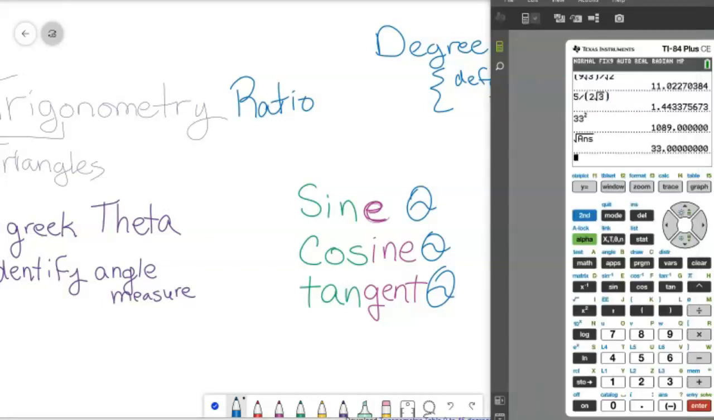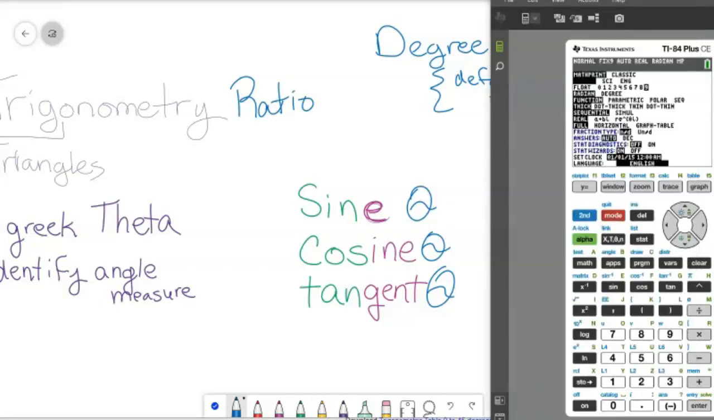So you need to go to the mode in your calculator. As you can see, mine is defaulted to radian, and you need to change that to degree. You do need to double check, even on your online computers or calculators, whatever you're using, make sure it's in degree mode, because it will sometimes, it just depends. I think Desmos will stay defaulted to degree, but I can't promise that.